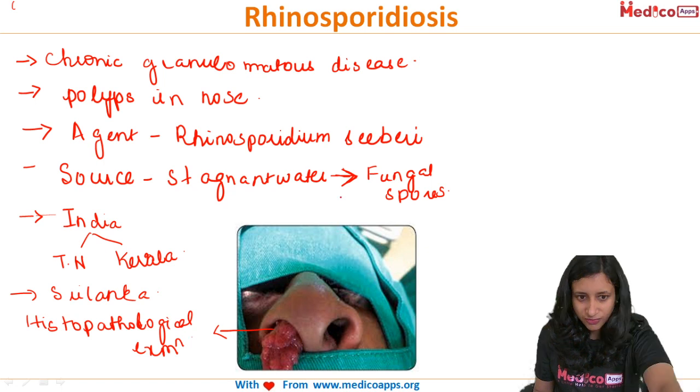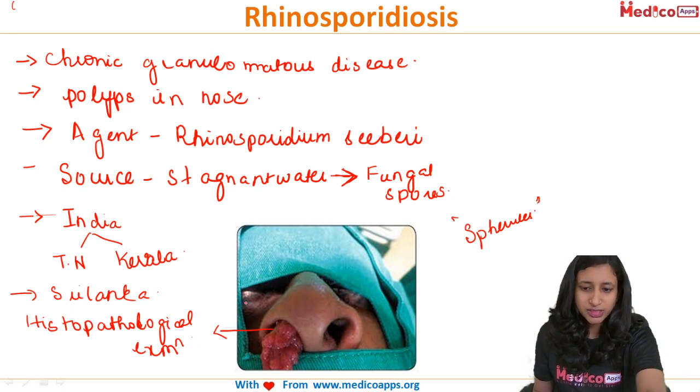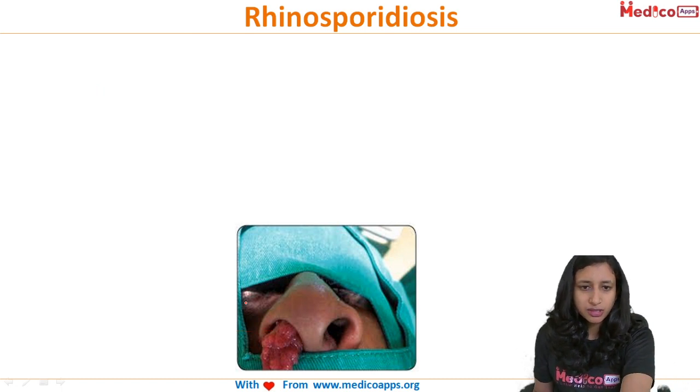Now you see spherules, I'll be able to show you a picture as well. This is the word to remember, which contains several sporangia, and so these spherules are nothing but sporangia which have endospores. And how do you stain them? Most commonly it's stained by mucicarmine stain. Now these are the things that you have to remember about this particular condition.